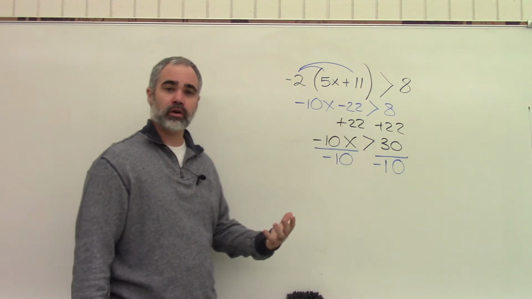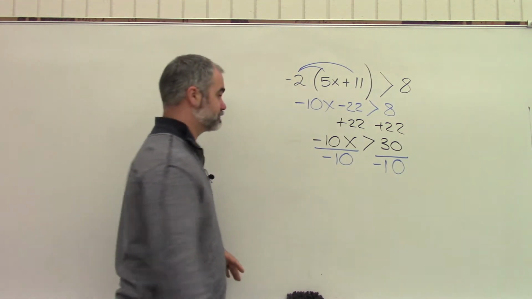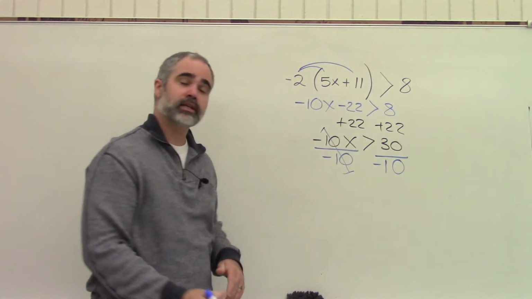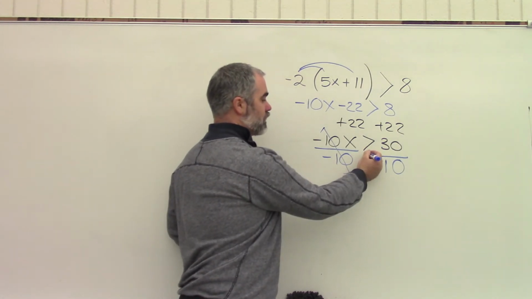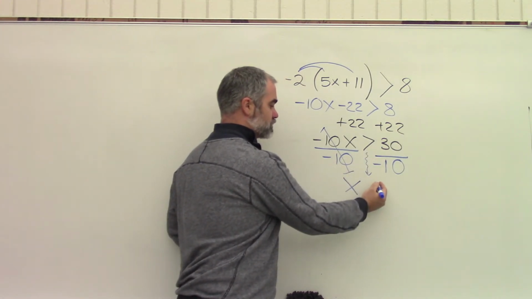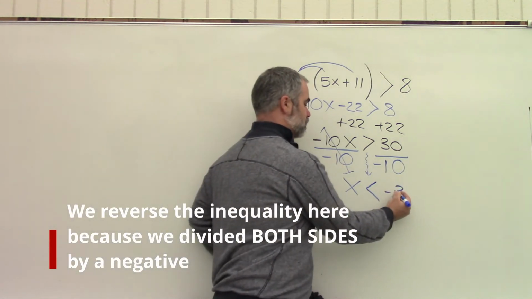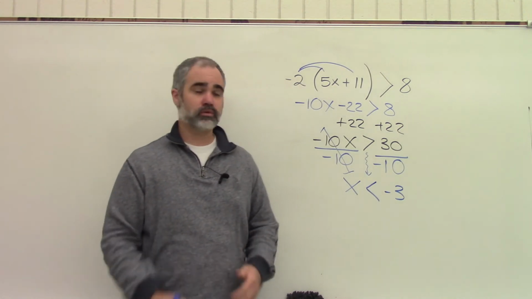And the alarms are going off because I divided both sides by negative 10. So that's going to cancel out again to a big 1, because anything divided by itself is 1. That leaves you with x. This inequality gets reversed because I divided by a negative, and I end up with x < -3. Really important that you remember that rule.